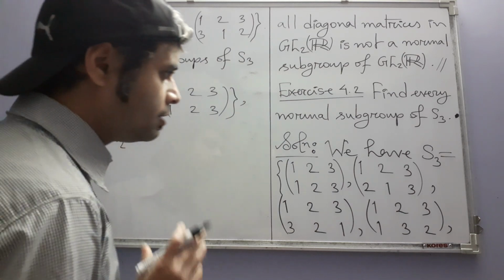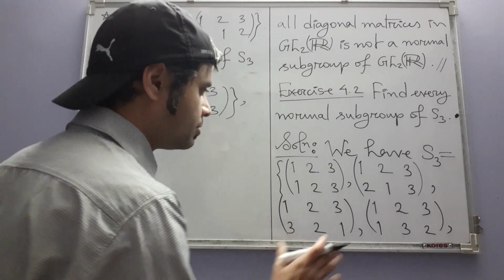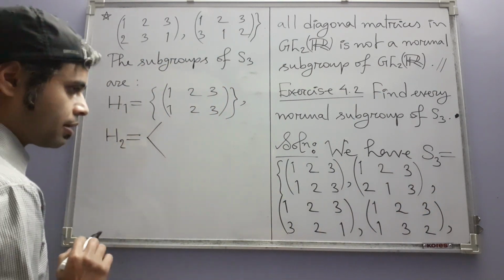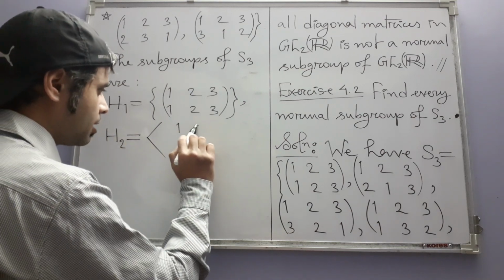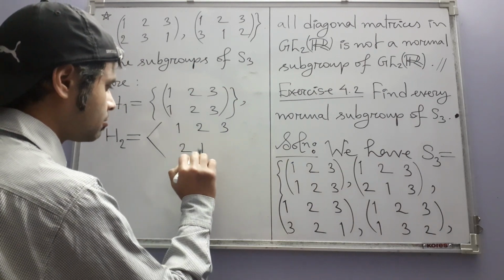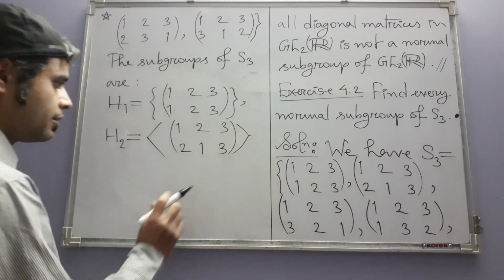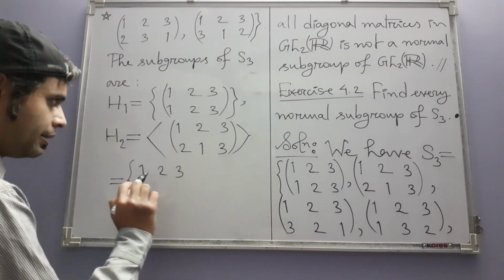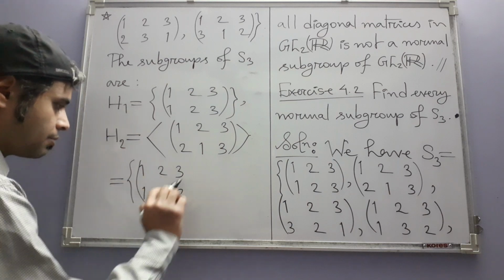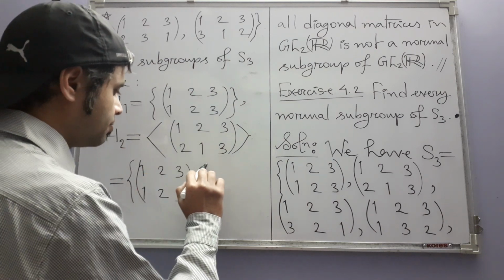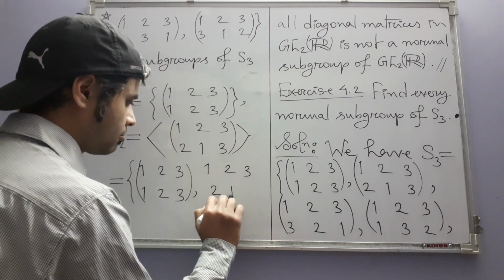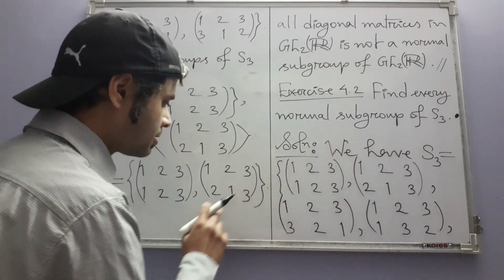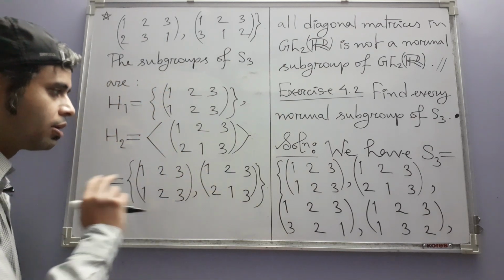Then H2. H2 is the cyclic subgroup generated by this permutation, the second one. First, let me write the notation and then I will write what all its elements are. 2 1 3. The cyclic subgroup generated by this permutation will have the identity element. Of course, it's always going to be there in every subgroup, and the only other element is going to be this. Why? That is because the order of this element in the group S3 is 2. So it generates a 2-order cyclic subgroup.